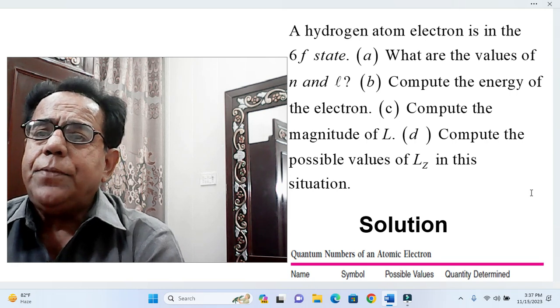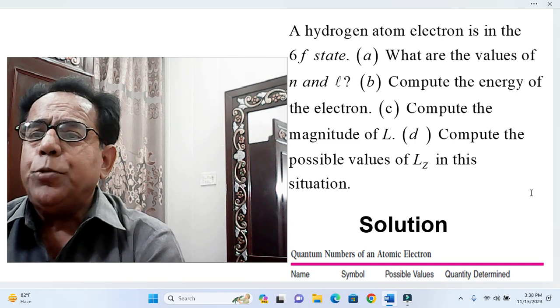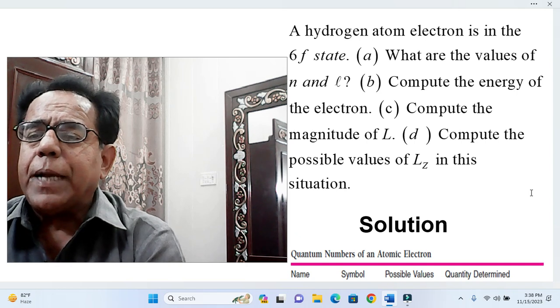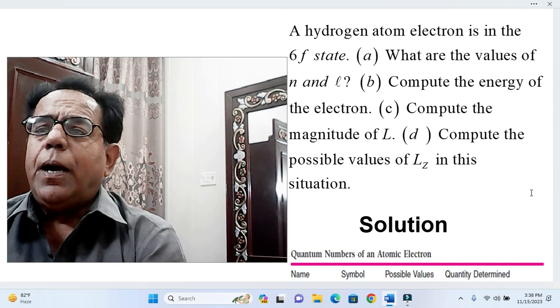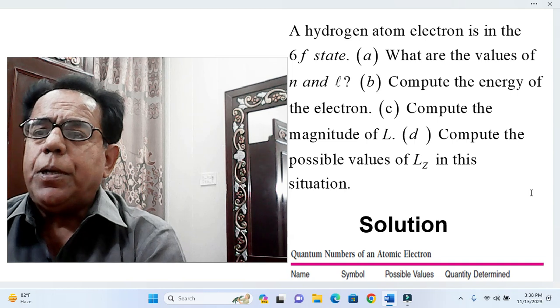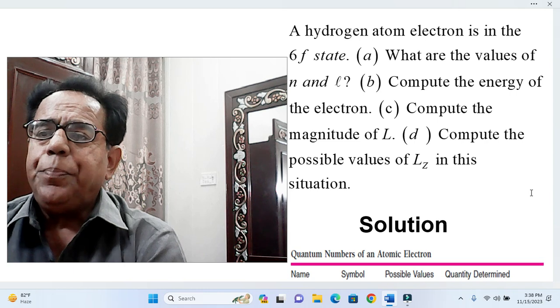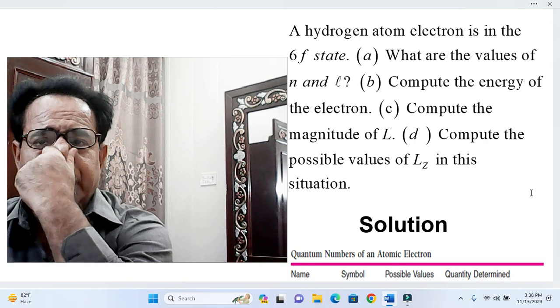Part A, what are the values of n and l? Part B, compute the energy of the electron. Part C, compute the magnitude of L. Part D, compute the possible values of Lz, where z is written as a subscript of L in this situation.